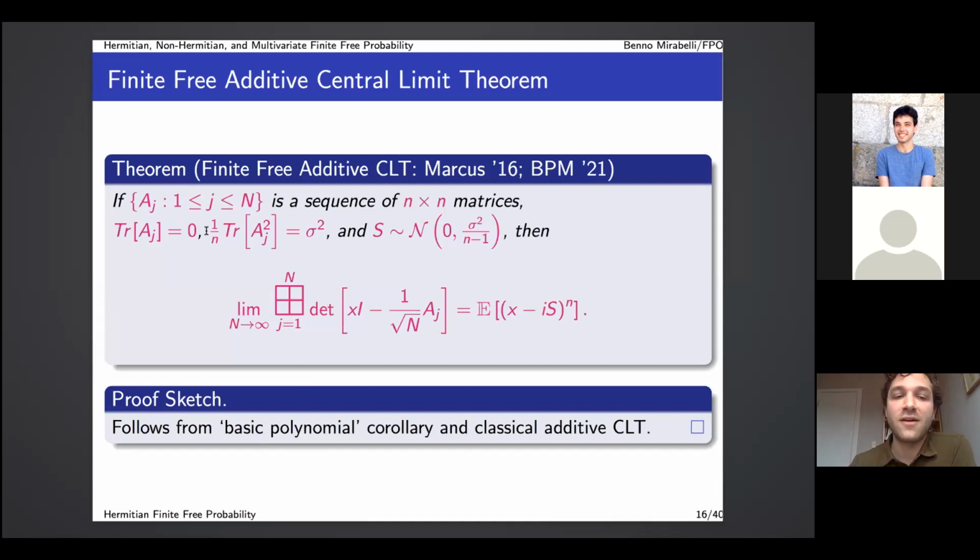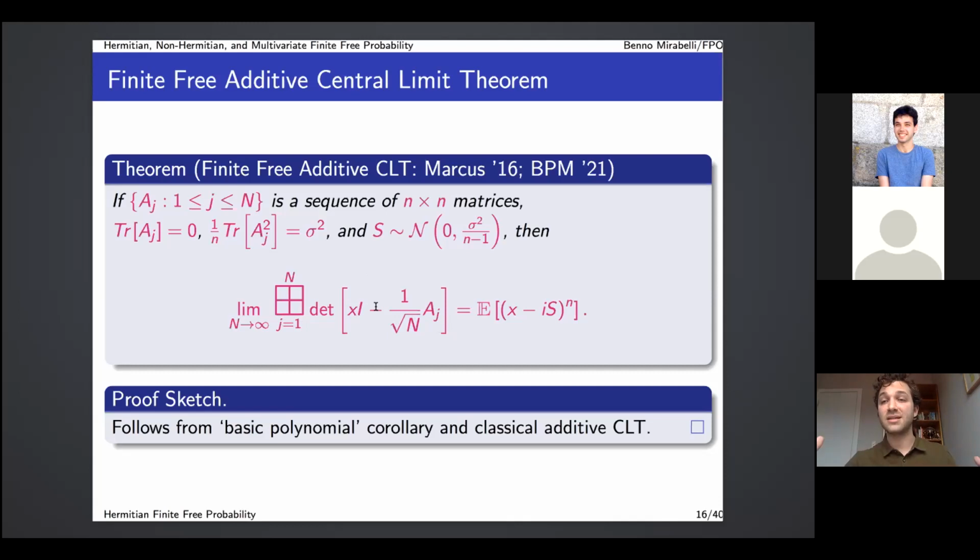So here I have a collection of capital N matrices, all of which have some underlying constraints on the first two moments of those matrices. I scale each matrix by 1 over square root of capital N, where that's the number of matrices. This is like you do in any other central limit theorem. You scale by 1 over square root of capital N, and then I take the finite free additive convolution of all capital N of these scaled characteristic polynomials.